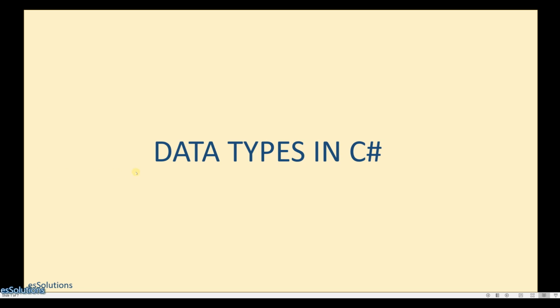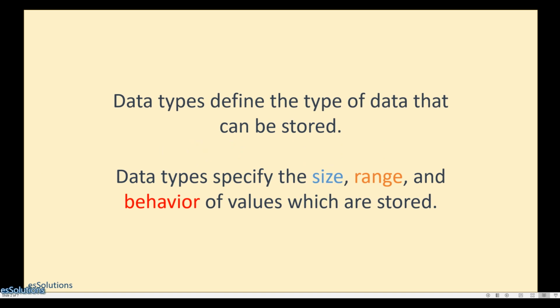So, what exactly are data types? Data types help to define the type of data that can be stored. They specify the size, the range, and the behavior of values which are stored. Now, why this is like this is because we have limited resources within our system. Our systems are not unlimited. For example, you might have a system of 500 gig, so it is limited to 500 gigabytes of data. So we need to find a way where we can allocate a particular size for a particular range of data. So that is why we have data types.